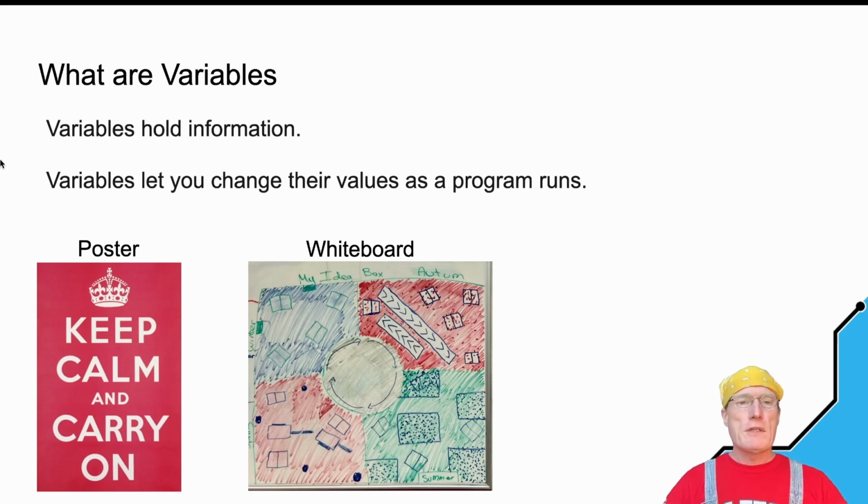So a good analogy of this is if you look at the poster on the left-hand side, this is like a program that has no variables because once it's been printed or created, its value will never change. This poster will always say keep calm and carry on no matter what happens. Whereas on the other hand, you have the whiteboard, and the whiteboard is the equivalent of a program that uses variables because, of course, with a whiteboard, you can draw on it, you can rub bits out and change them, you can wipe it completely and then put something totally different. So that's a program that uses variables and is therefore very flexible. So variables give you the ability to put information into your programs and change it as the program runs.